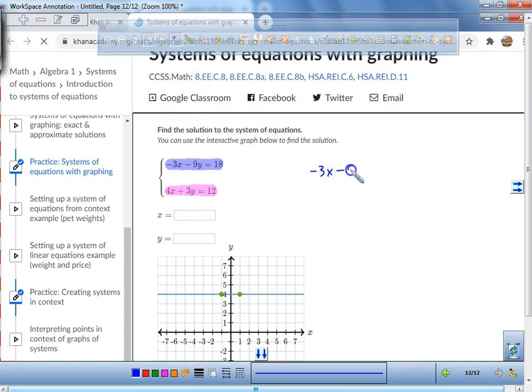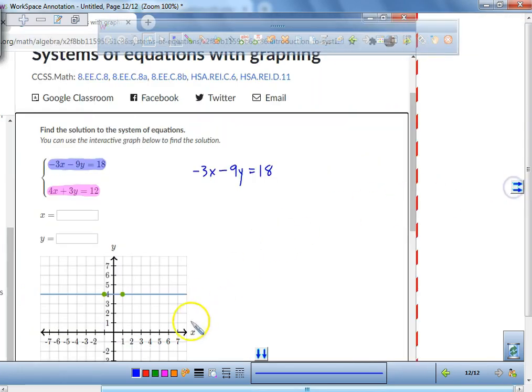-3x minus 9y equals 18. Okay, and then I'm going to do 4x plus 3y equals 12. We have to be able to identify, everybody, the A, the B, and the C for each of these.